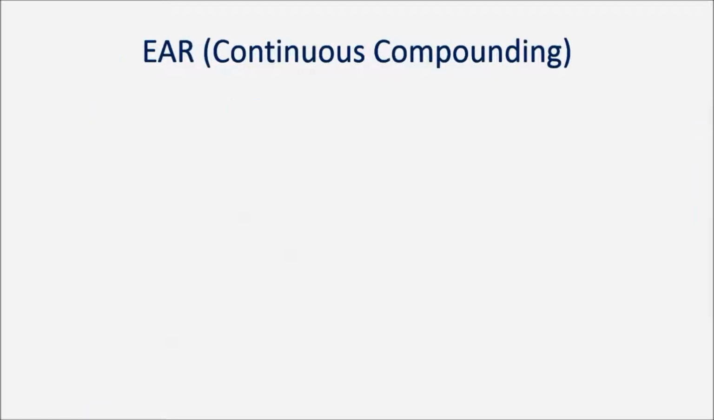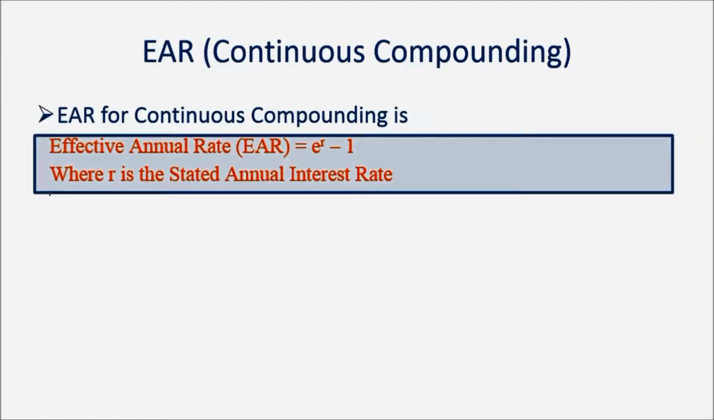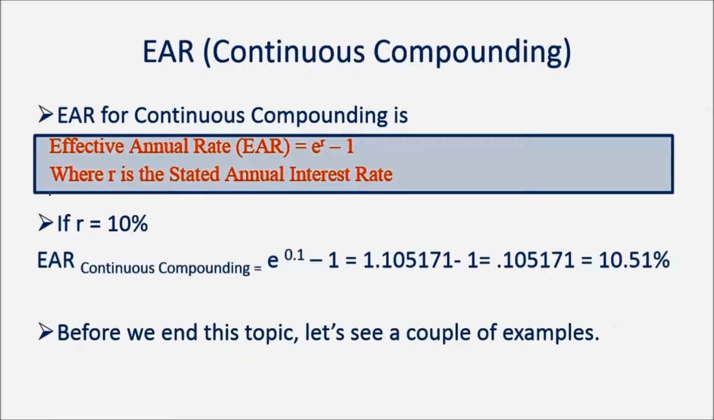Finally, let's talk about the extreme case of continuous compounding. In case of continuous compounding, our effective annual rate formula is given by this equation. EAR is equal to e to the power r minus 1, where r is the stated annual interest rate. So, if r is equal to 10%, EAR for continuous compounding will be e to the power 0.1 minus 1, which comes out to be 10.51%. Before we end this topic, let's see a couple of examples.